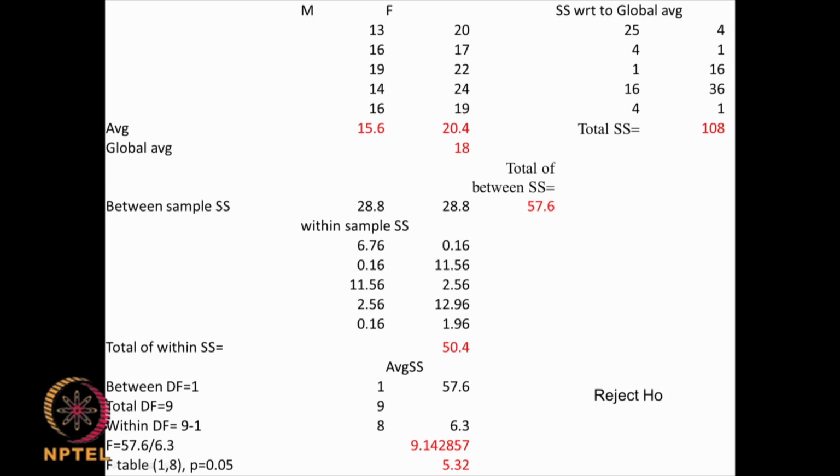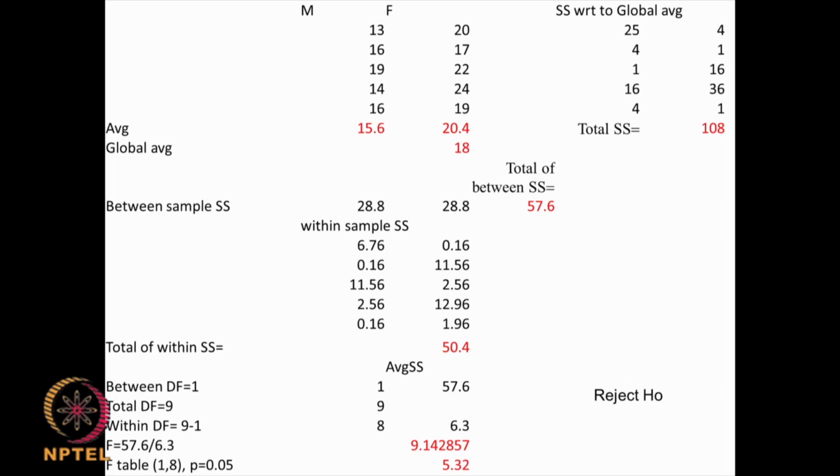If you go to the F table for P equal to 0.05, 1 degree of freedom for the numerator, 8 degrees of freedom for the denominator, it comes to 5.32. So, this table value is less than the F value calculated. So, we reject the null hypothesis, okay. So, it is quite a simple problem to do.